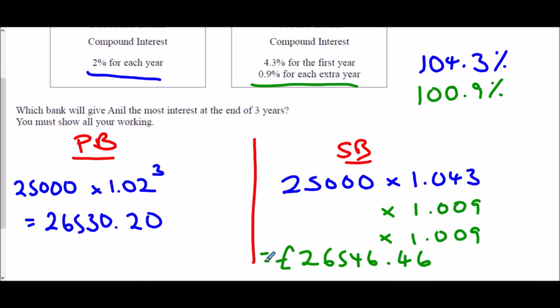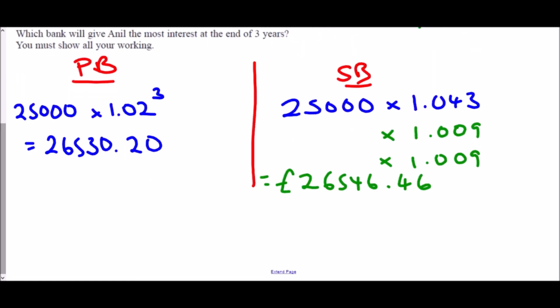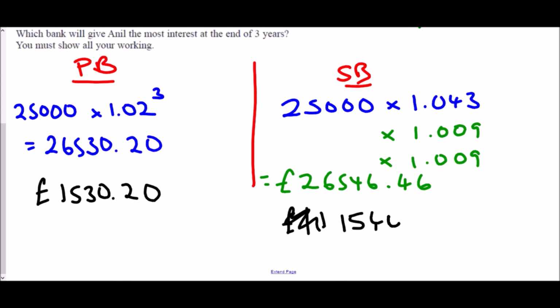And the question was, in which bank will he receive the most interest? Well, if we want to be really specific here, we can find out what the interest is by subtracting 25,000. And so the interest at the first bank is £1,530.20, and at the second bank, well, that would be 1546.46. And so the largest amount is coming from Secure Bank by about £16.